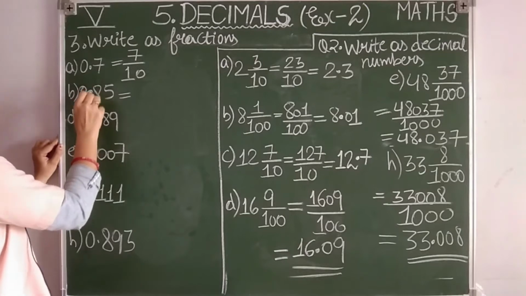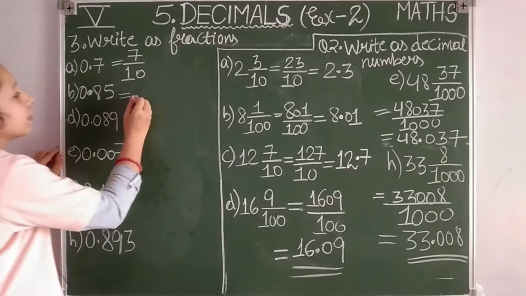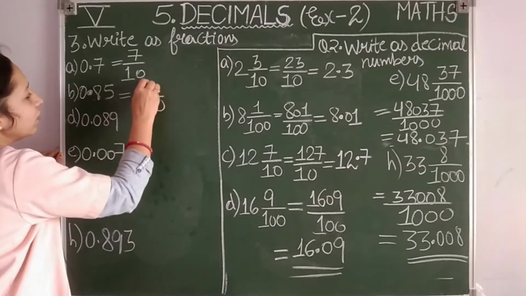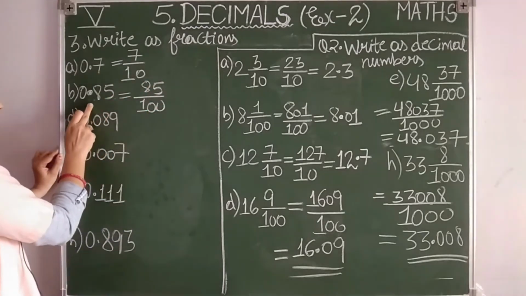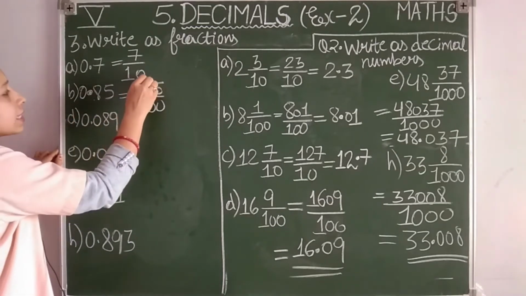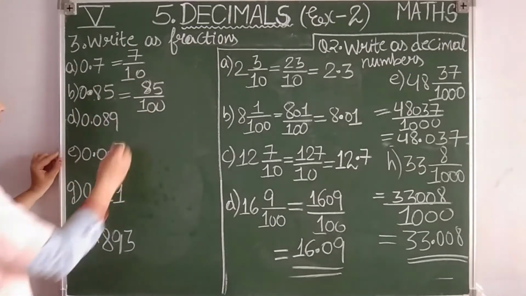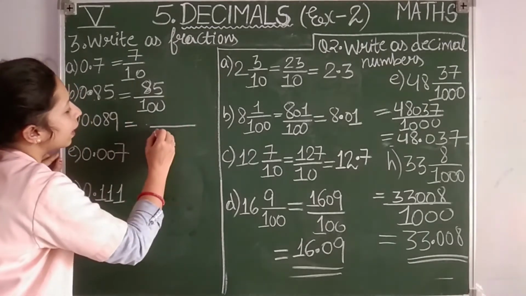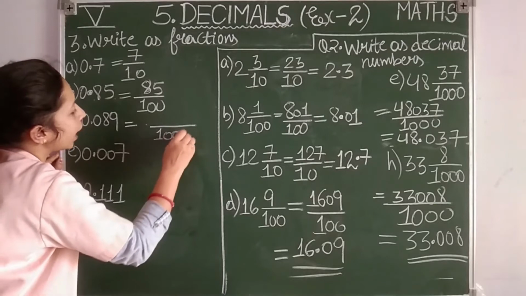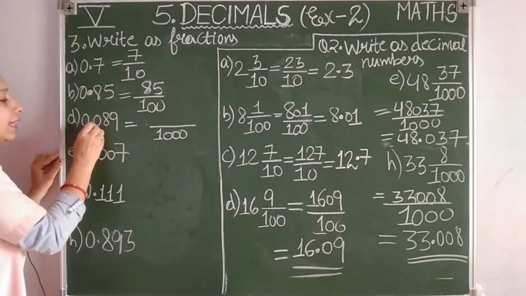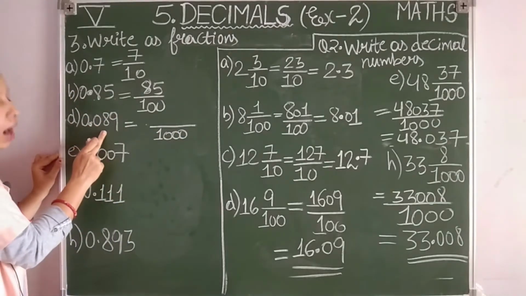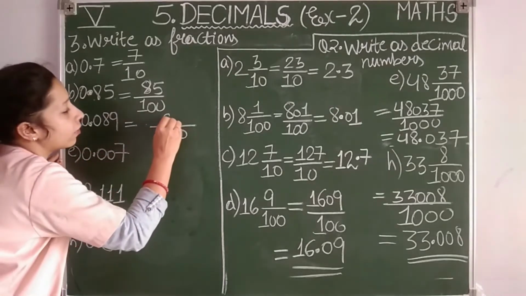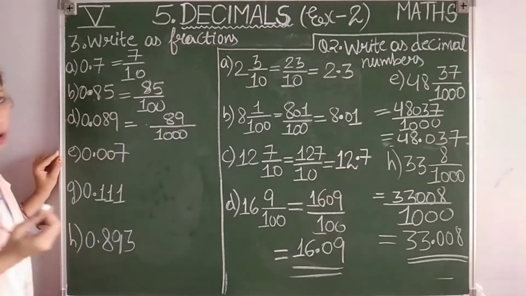Next one, 0.85 means after the point 2 digits are there, that means hundredths place. So surely upon 100, and 85. So 85 upon 100. In decimal it is 0.85, in fraction it is 85 upon 100. Then for writing a decimal number as a fraction, you just have to check the places after the decimal. Here, how many places? Tenths, hundredths, thousandths. That's why I have written upon 1000, and here I will write 89 upon 1000.